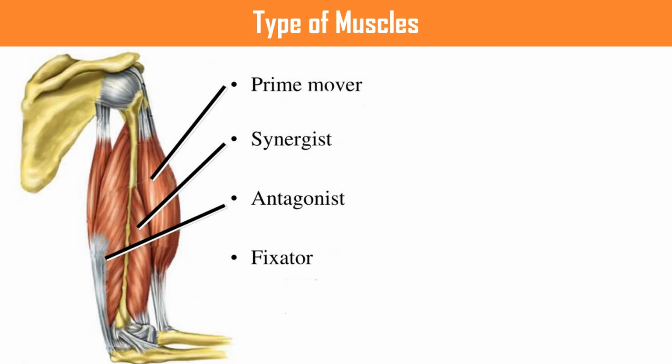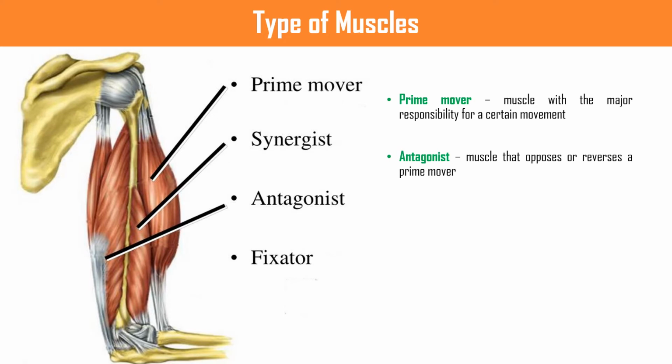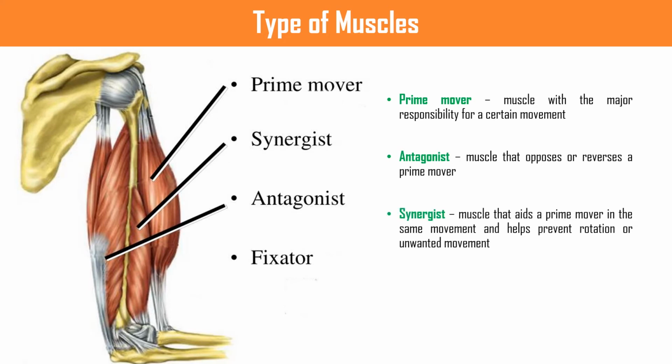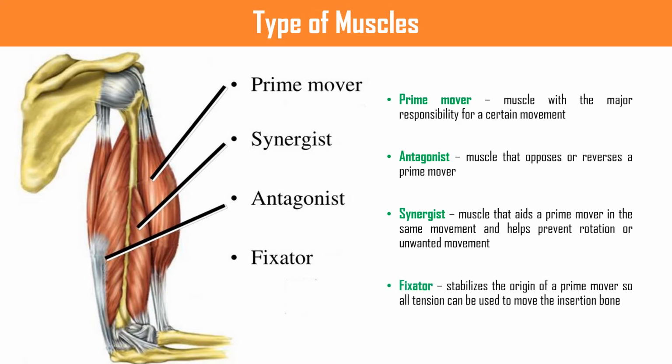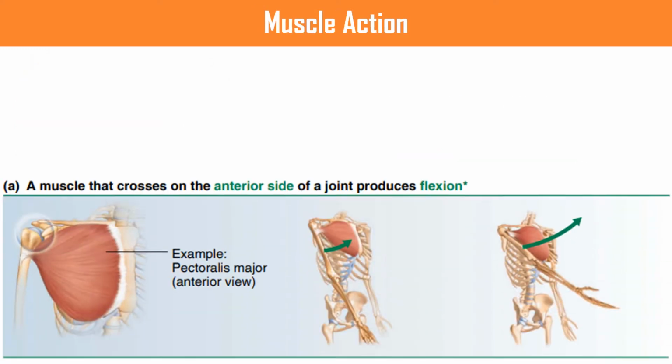Types of muscles: prime mover, synergist, antagonist, and fixator. Prime mover, muscle with major responsibility for a certain movement. Then we have antagonist, muscle that opposes or reverses a prime mover. Synergist, muscles that aid a prime mover in the same movement and help prevent rotation or unwanted movement. Then we have fixator. Fixator stabilizes the origin of a prime mover, so all tension can be used to move the insertion bone.